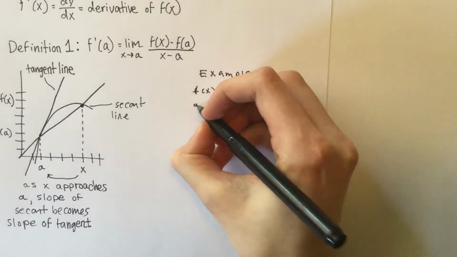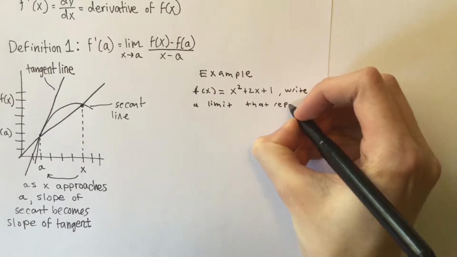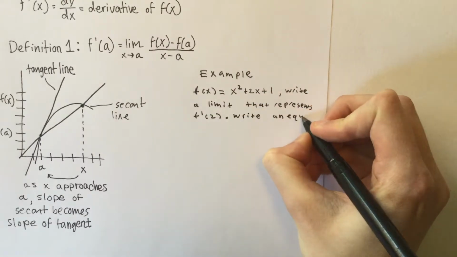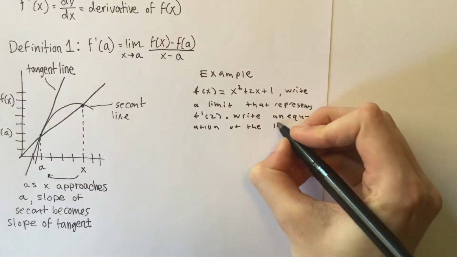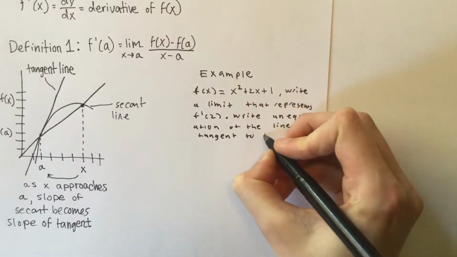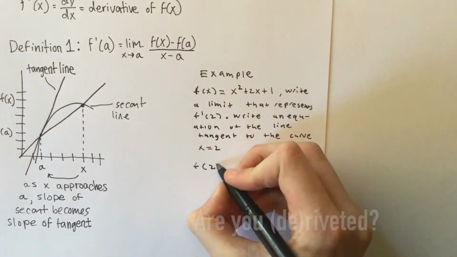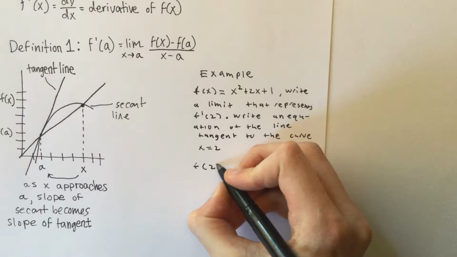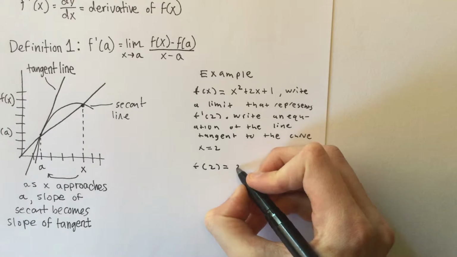Now, we have an example. F of x equals x squared plus 2x plus 1. Write a limit that represents f prime of 2. Then write an equation of the tangent line at x equals 2. So the first thing you do is you plug in 2 into f of x, and you get 9.